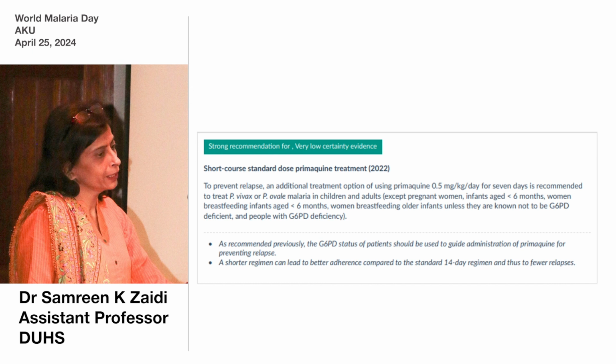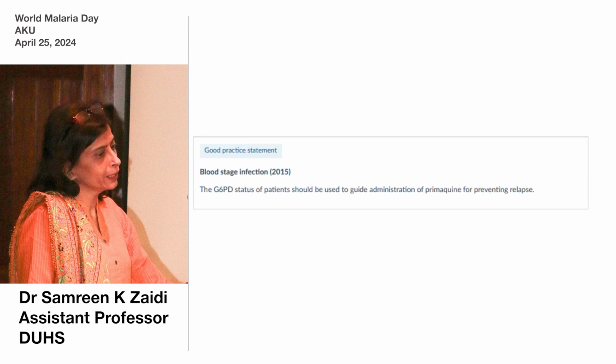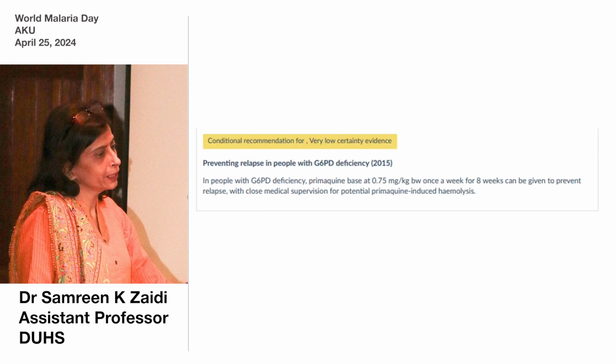And one more thing, this is a therapy for almost a week, so we should start it after testing for G6PD and it should be monitored closely. G6PD status should be known. This is again a good practice statement. And there is a conditional recommendation: if the patient is G6PD deficient, should we give them something for relapse? Yes, we can give 0.7 mg per kg per week, just 8 doses, every week. And again, there should be regular follow-up because primaquine can cause severe hemolysis in these patients.